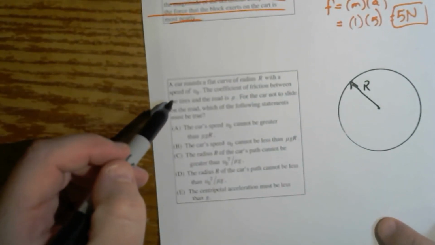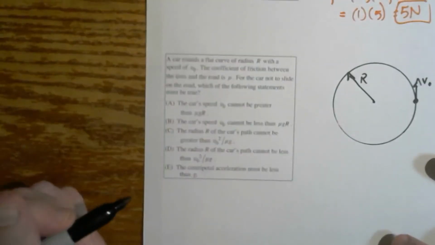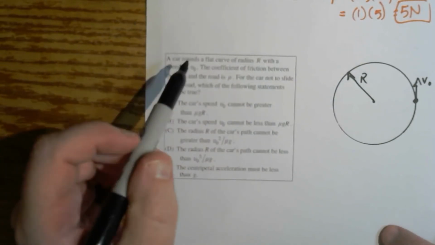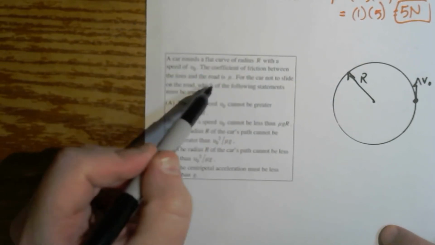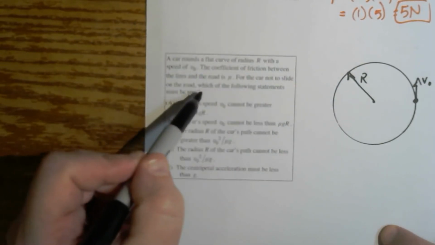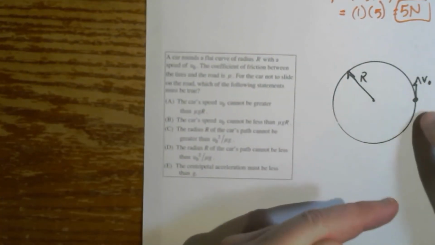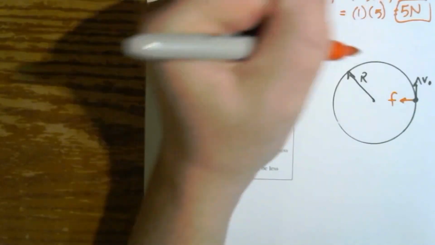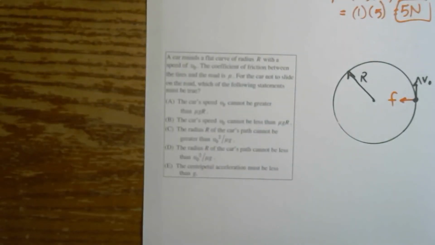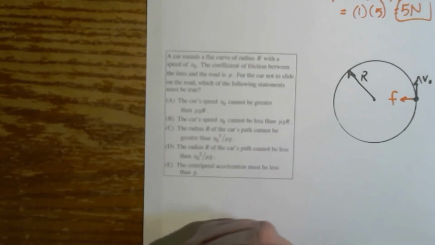It is going with a speed of v naught. So let's just say this thing has a tangential speed v naught. The coefficient of friction between the tires and the road is mu. For the car to not slide on the road, which must be true, the frictional force between the road and the tires has to be pointing inwards. That's a centripetal force pointing inwards.